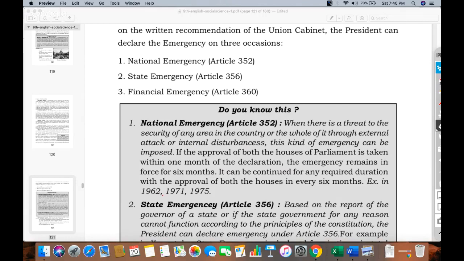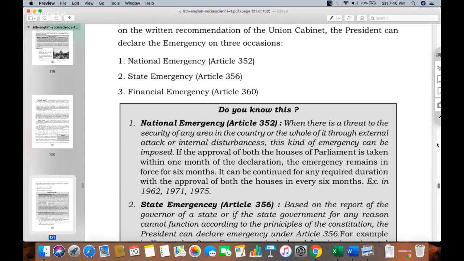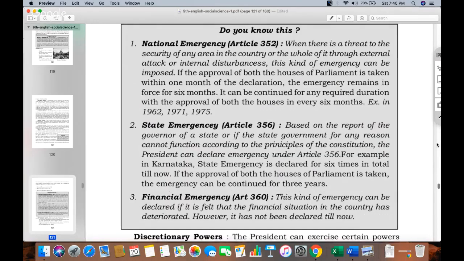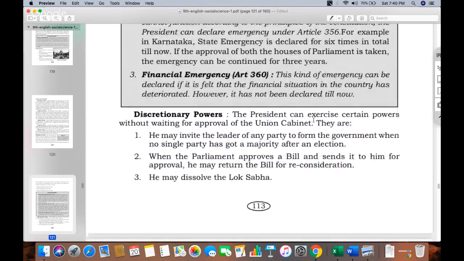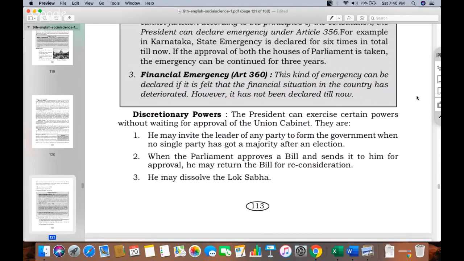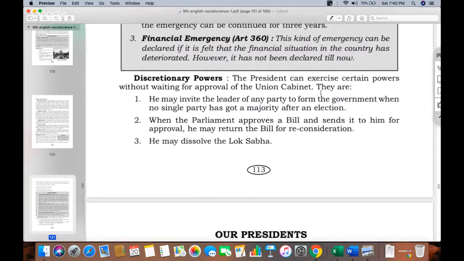State emergency I have already discussed with you. So state emergency is when government for any region cannot function according to the principle of constitution. State emergency is declared 6 times in total till now, if the approval of both the houses of parliament is taken. Financial emergency, this kind of emergency can be declared if it is felt that financial situation in the country has deteriorated. It has never been taken till now. So this is not important.